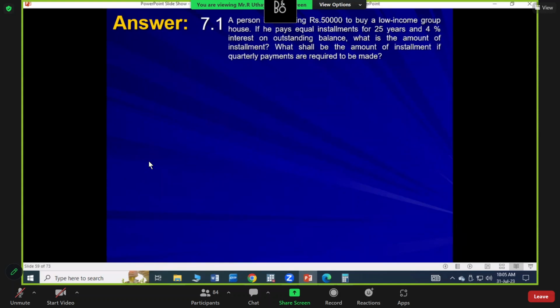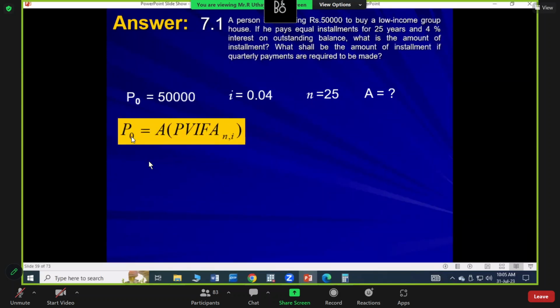There are two questions. One is there. So you identify the P is equal to 50,000, I is 4%, N is 25. You want to find out A. So what is the concept you can apply? This one.